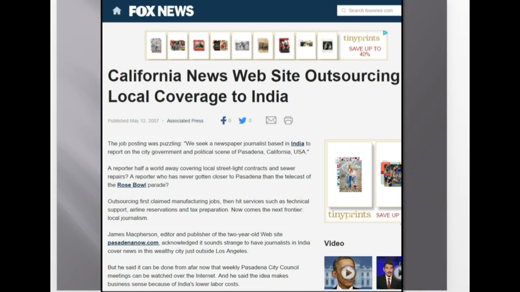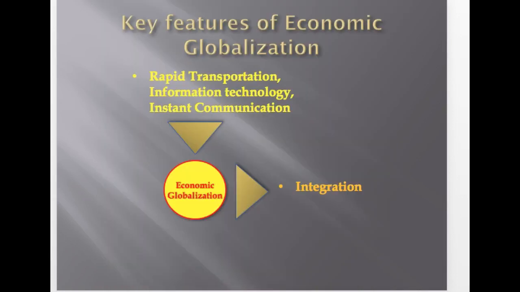This is starkly demonstrated by the city of Pasadena, California, which is required by city ordinance to provide summaries of all city council meetings and to distribute these summaries to all residents of the city. This city has outsourced that entire process to a small company in India, as noted in this Associated Press article. I mean, that's crazy. Crazy.